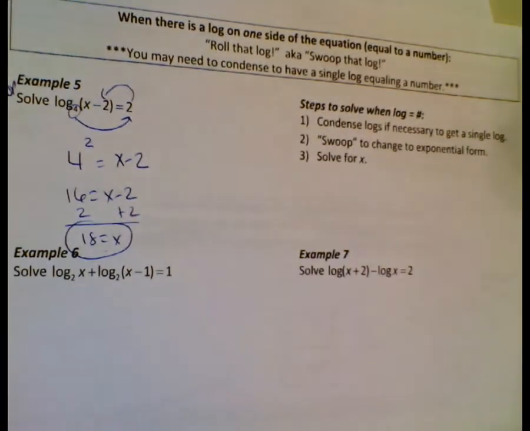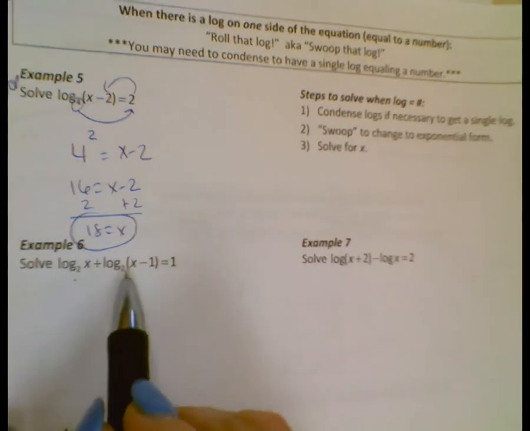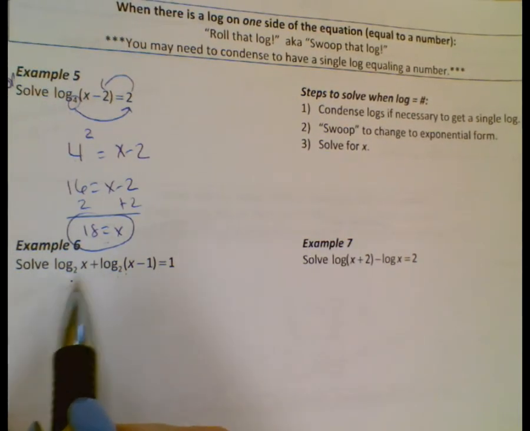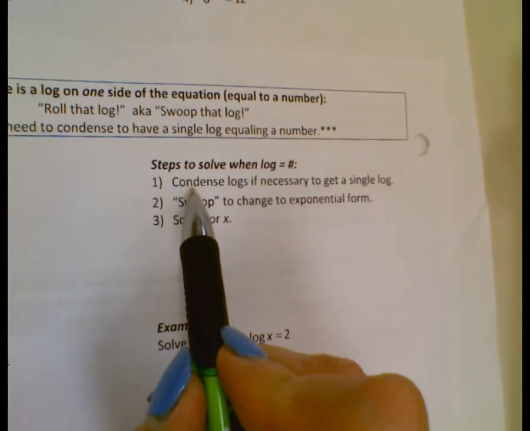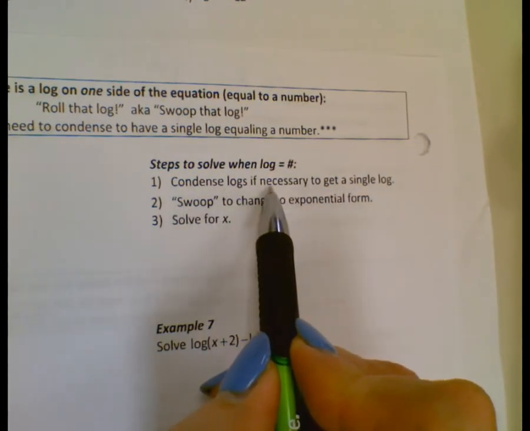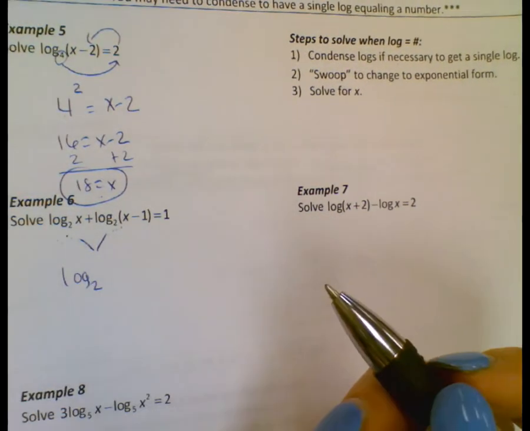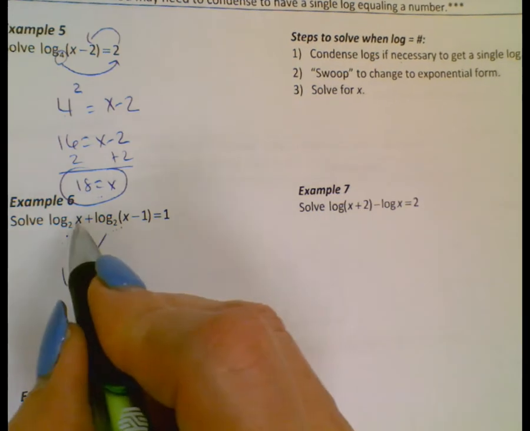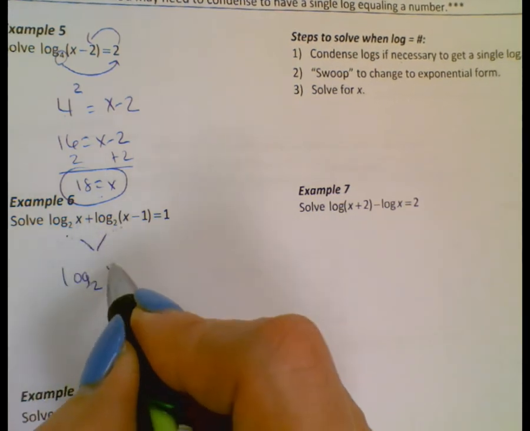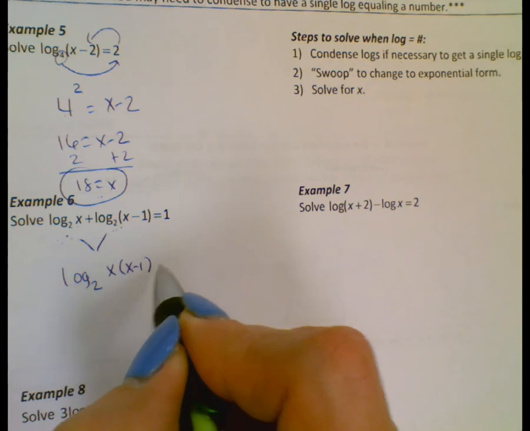hand. Number 6. See how you have 2 logarithms here? That's not a good thing. It's kind of hard to swoop when you have 2 logs. So that's what this step right here is: condense logs if necessary to get a single log. It is necessary. We have to condense this to 1 logarithm. The property from Monday says that if you're adding 2 logs, you're really going to multiply them.